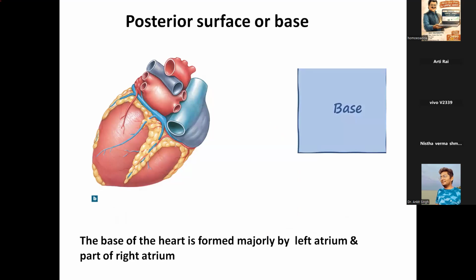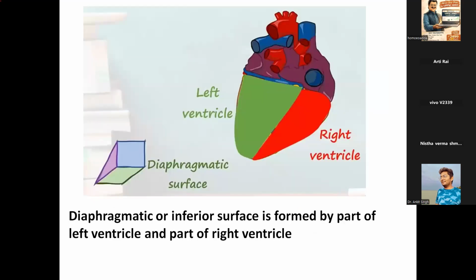When you see the posterior surface or the base, the majority is covered by the left atrium and a small portion by the right atrium. Now we move towards the third surface, the diaphragmatic surface. You see, this was our anterior surface. So this is the base. Now we are looking at the third surface, the diaphragmatic surface. As you try to understand this in 3D, these are both separated.